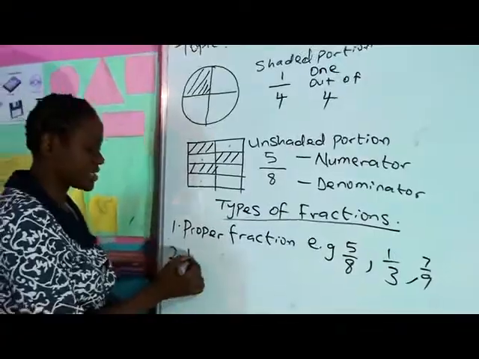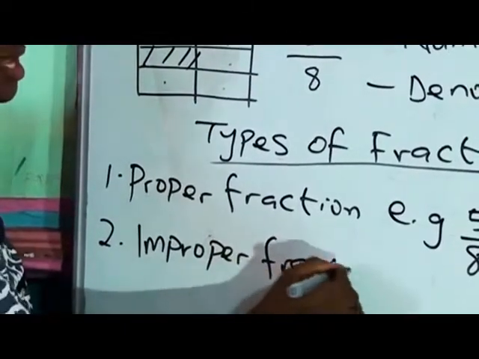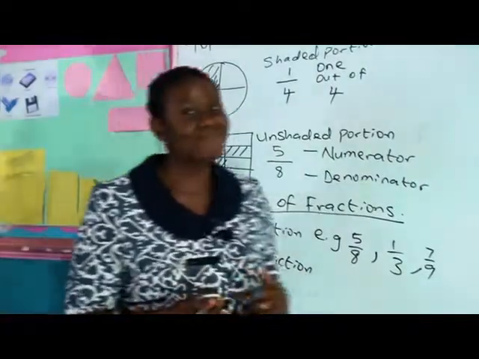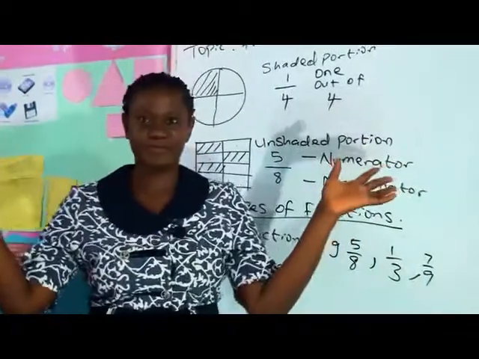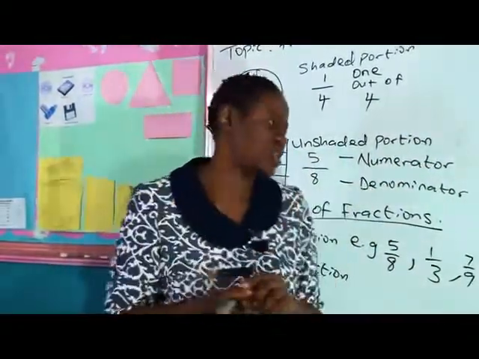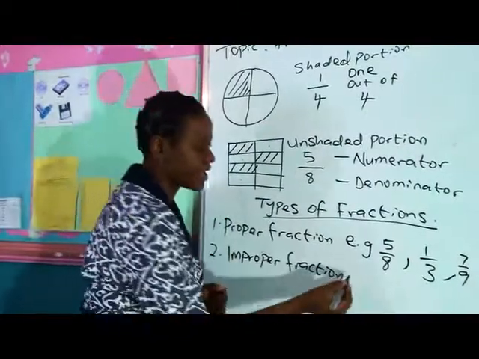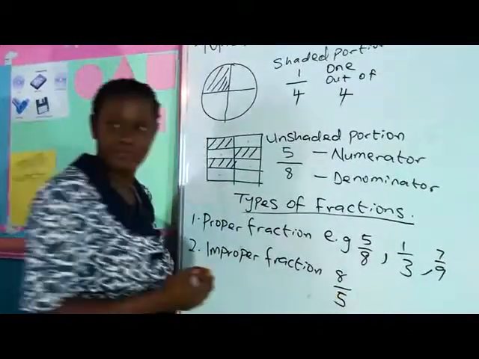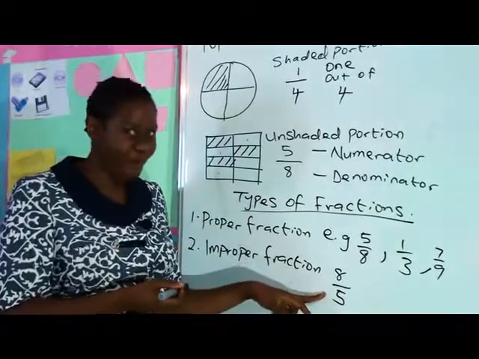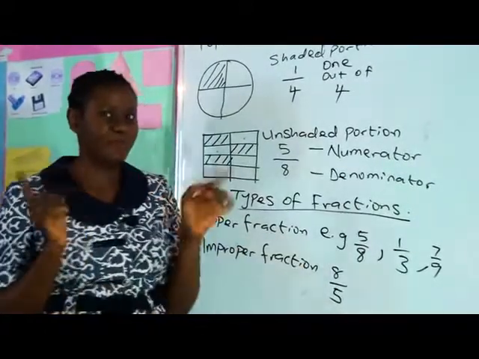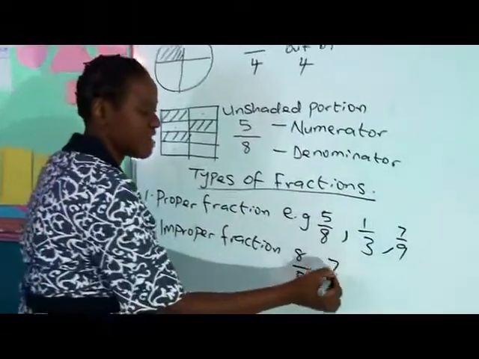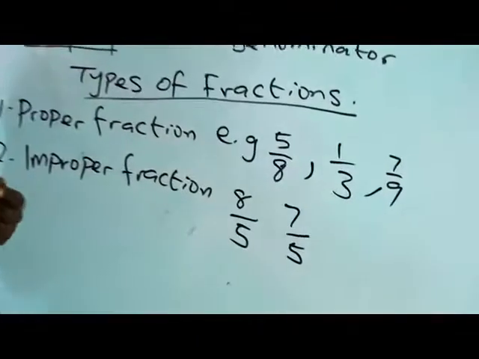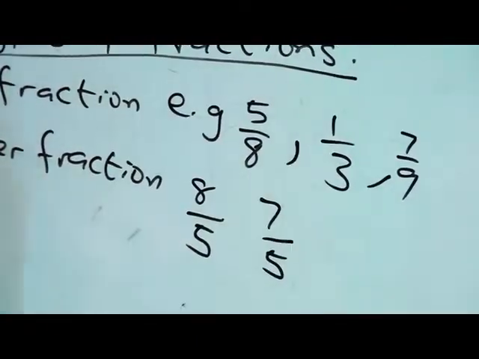Another type of fraction is the improper fraction. Imagine a little boy, a 5-year-old boy, carrying the father. That is an improper fraction. For instance, we have 8/5. Another example of an improper fraction could be 7/5, and so on. Another type of fraction we have is the mixed fraction.